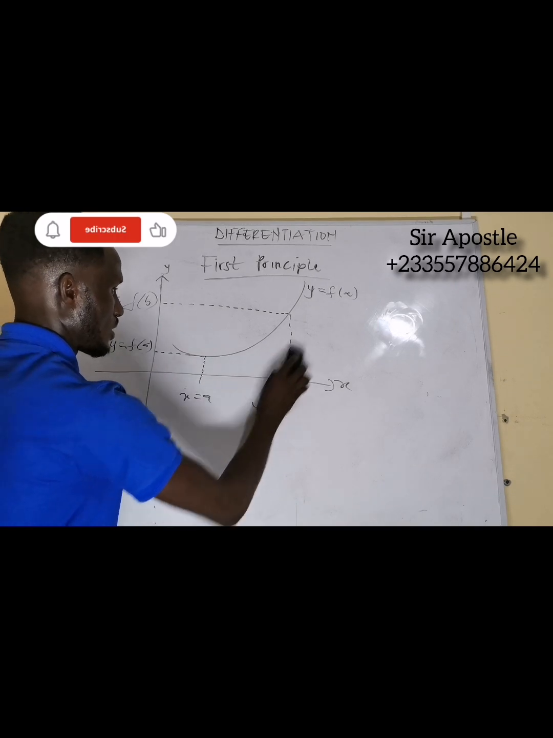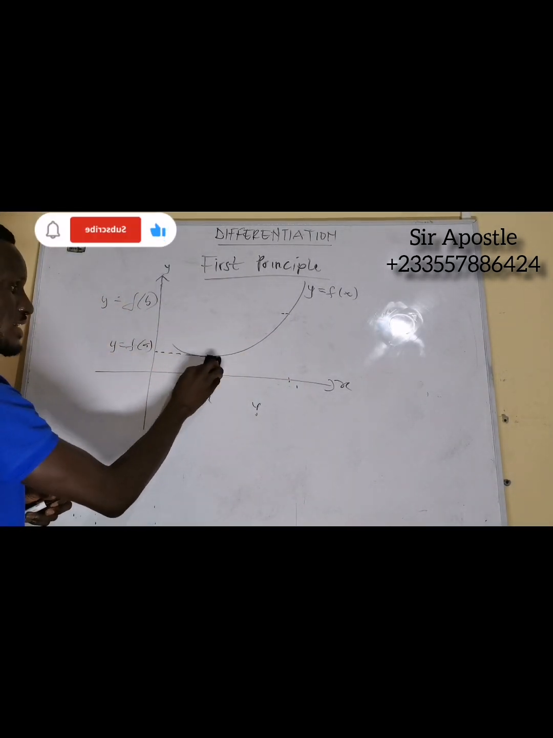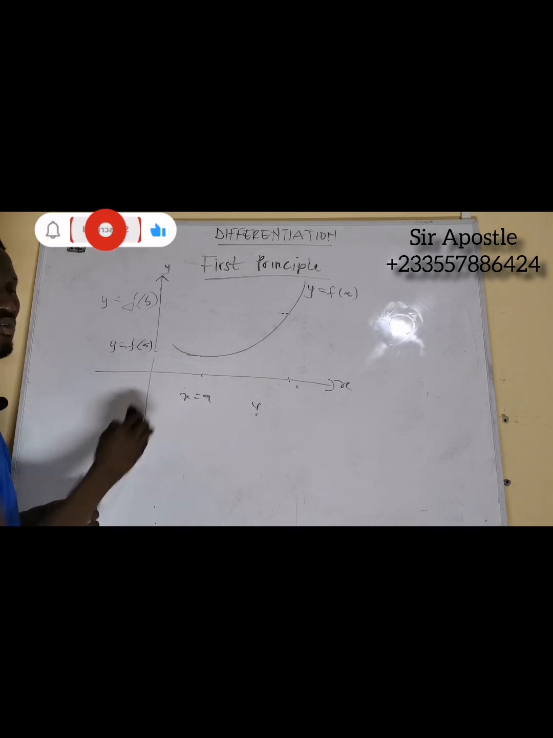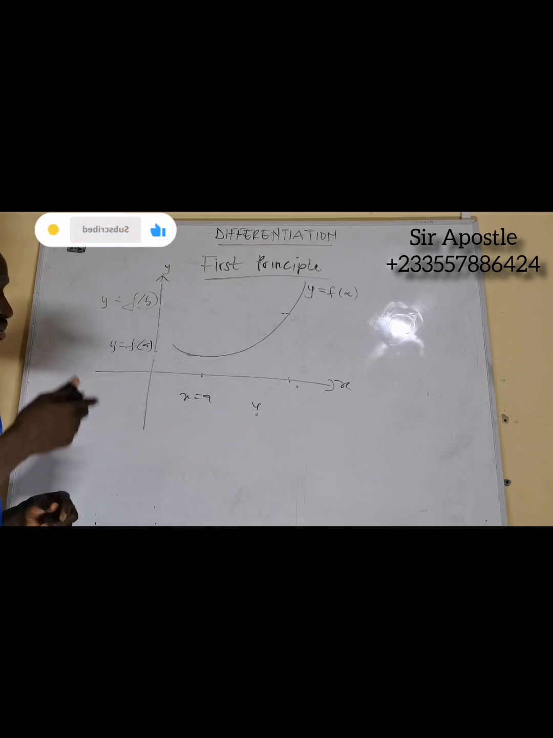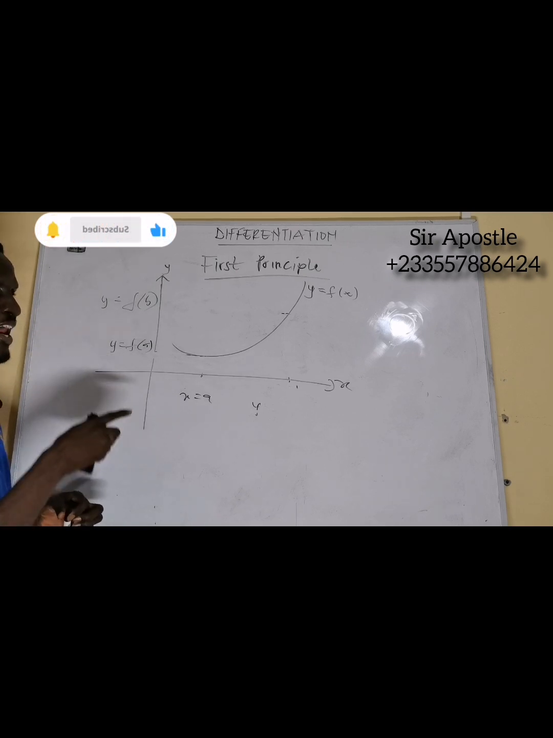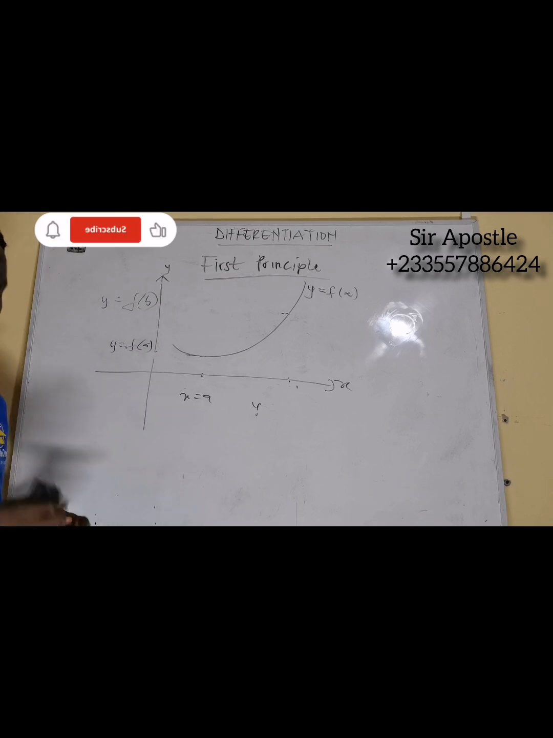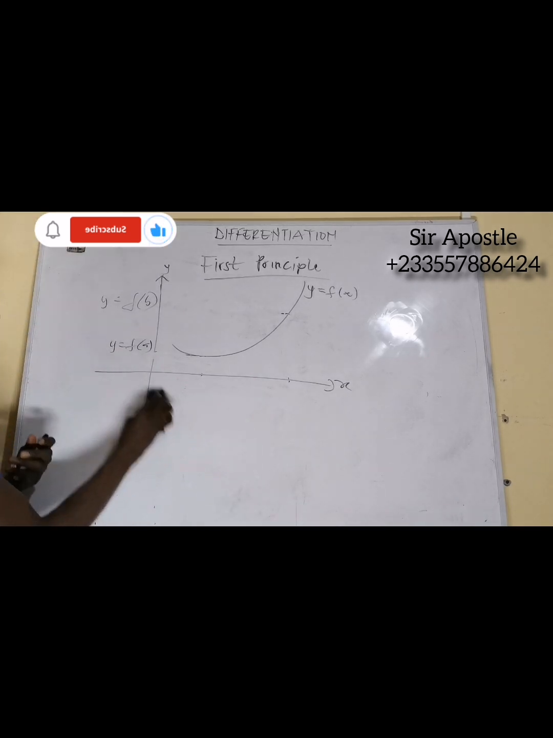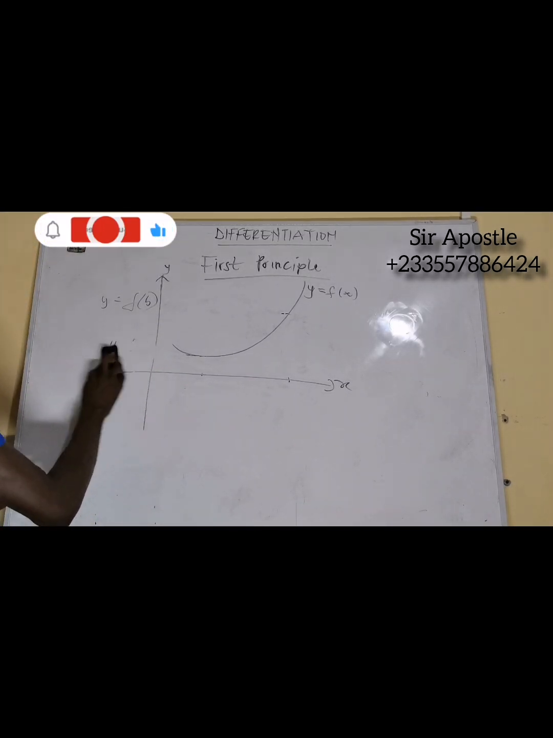Now, let me consider this particular curve. Before I can find the gradient of this particular curve, I need to look for a particular point on the curve. Then I'm going to find the gradient at that particular point. And before I can find the gradient at that point, I have to look for a line that is tangent to that particular curve. But let me relax, and then you need to get a better understanding of this. I want you to get a full understanding of this one.